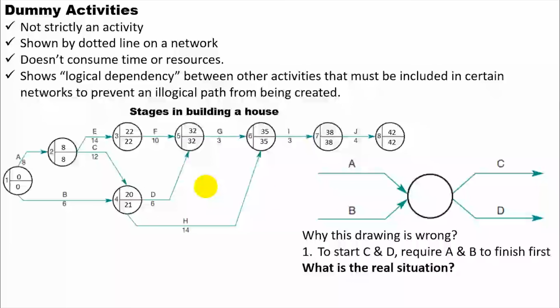Yeah, because to start C, you only require A to finish. So what is the real situation? The correct drawing is like this. A to C and then B to D. The dummy is that one, from node 2 to node 4.